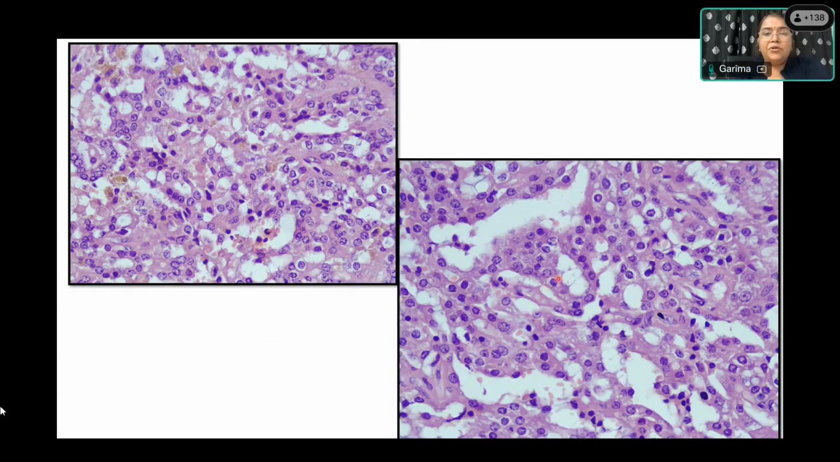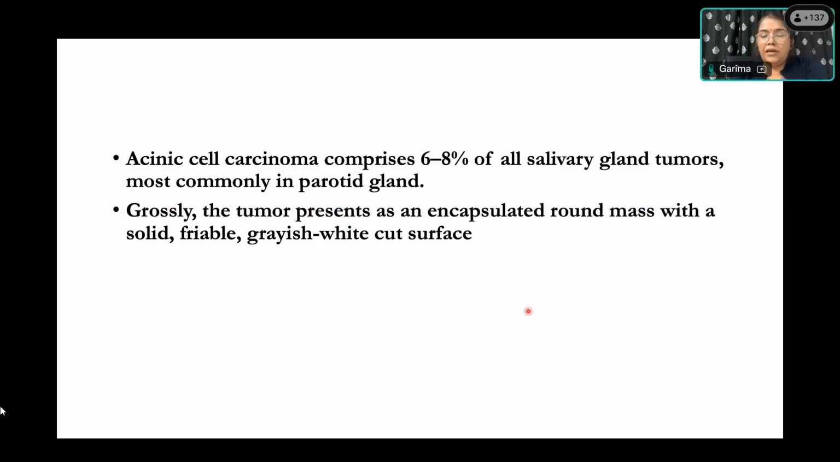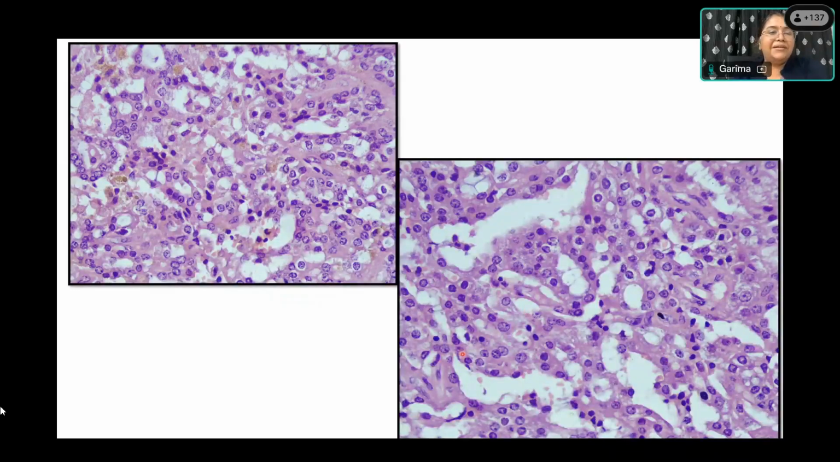And they've got centrally located nuclei, inconspicuous nucleoli, and an abundant amount of granular cytoplasm. So what do you think the tumor is? Acinic cell carcinoma? Any other differential? Why did you say acinic? Because myoepithelial, it may be myoepithelial carcinoma also, ma'am.